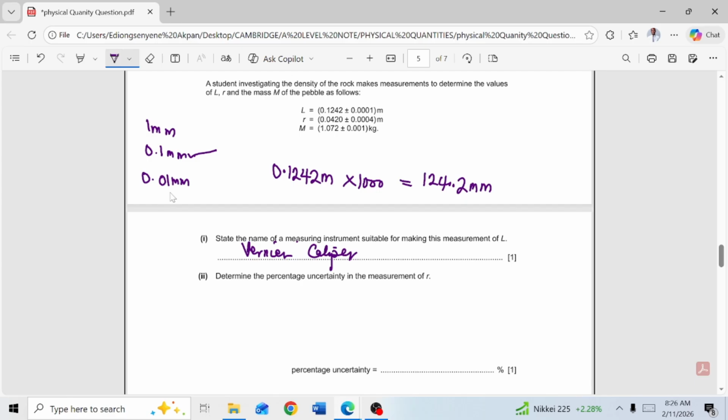Percentage uncertainty is uncertainty in R over R times 100 over 1. That gives us 0.0004 over 0.0420 times 100 over 1. The answer is 0.95, which is equivalent to 1%.